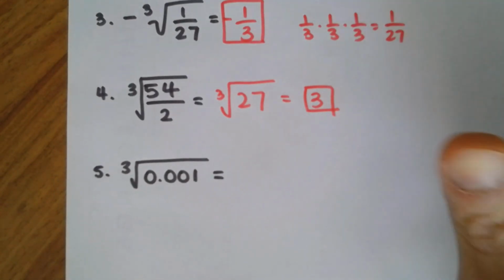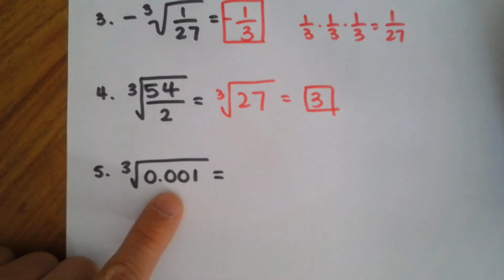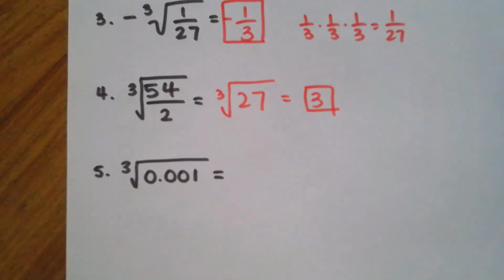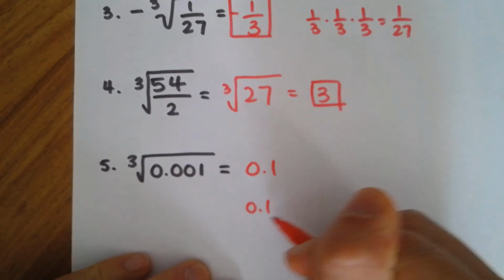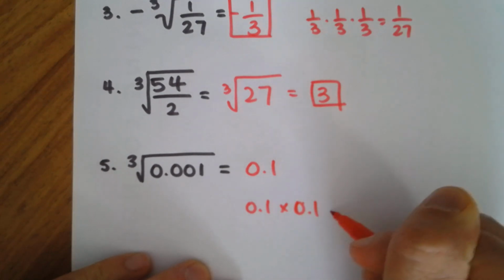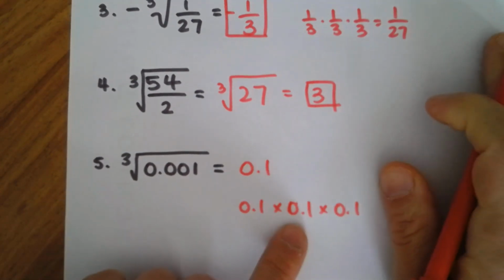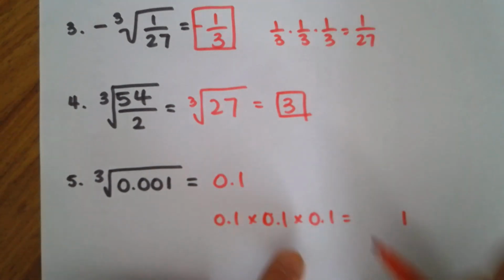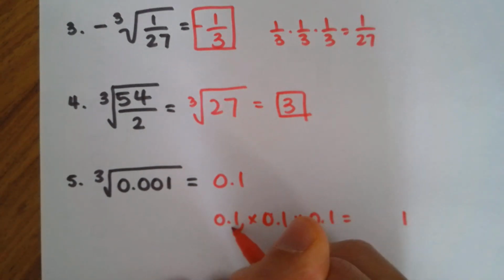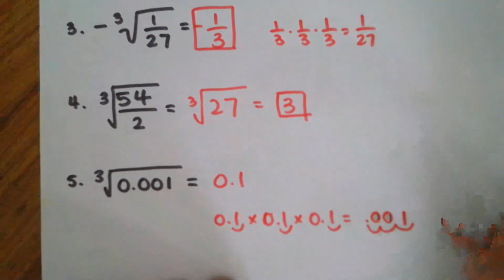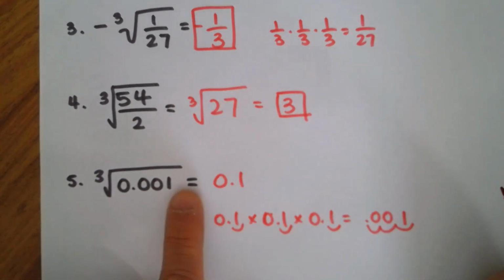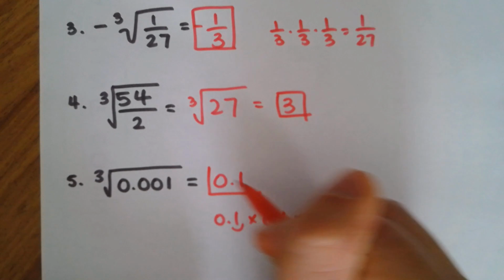Okay, let's do the final one here. This is the tricky one. What times what gives you 0.001? Okay, some of you guys are probably like, is it 0.001? No. It has to be 0.1. Let me tell you why. Because if you do 0.1 times 0.1 times 0.1, 1 times 1 times 1 is going to give you 1. But then you have to move the decimal 3 times, right? You're going to go 1, 2, 3. Put the decimal there. Fill in the blanks with zeros, and you get 0.001, which is this radicand here. That's why 0.1 is the answer.